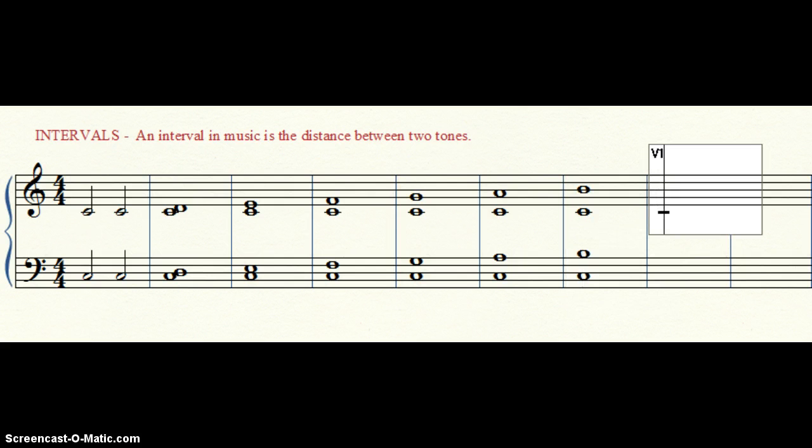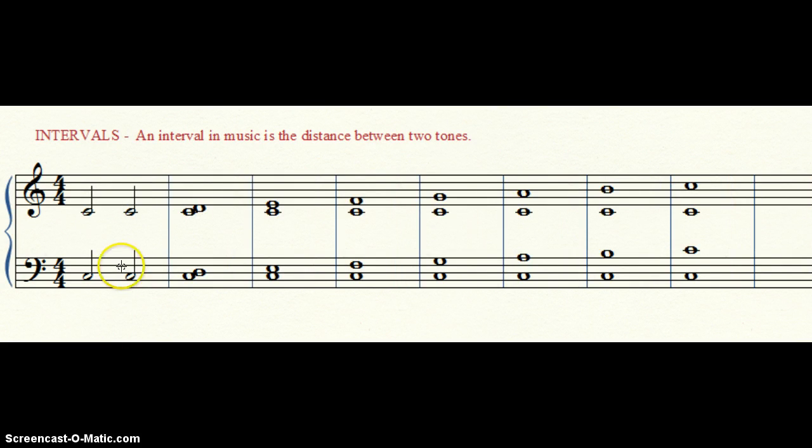And now the interval of the eighth, or what we call the octave. We're going to C and count up 8. 1, 2, 3, 4, 5, 6, 7, 8. There's the octave. And in bass clef, 1, 2, 3, 4, 5, 6, 7, 8. C to C gives us the octave.